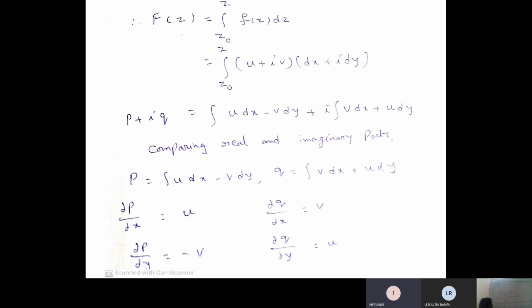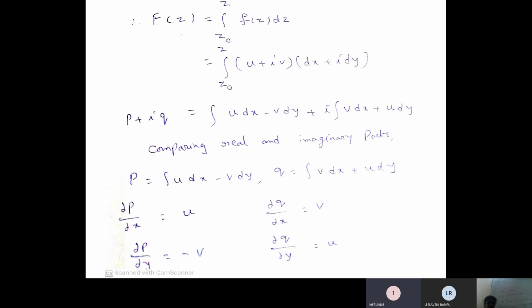u dx. Can you look at the bottom line? Yes, madam. P equal to u dx minus v dy. Q equal to v dx plus u dy. So this is P and Q.